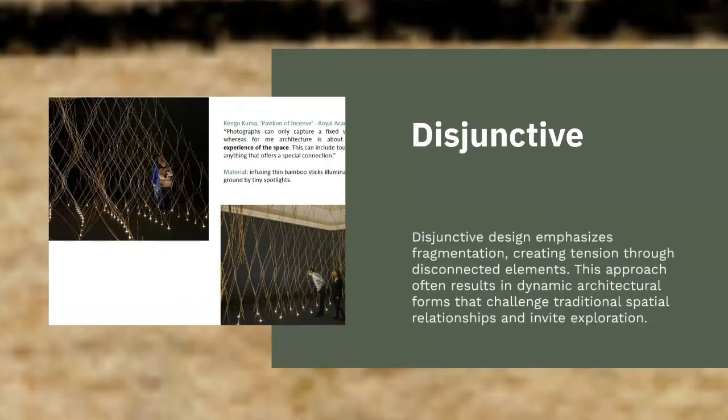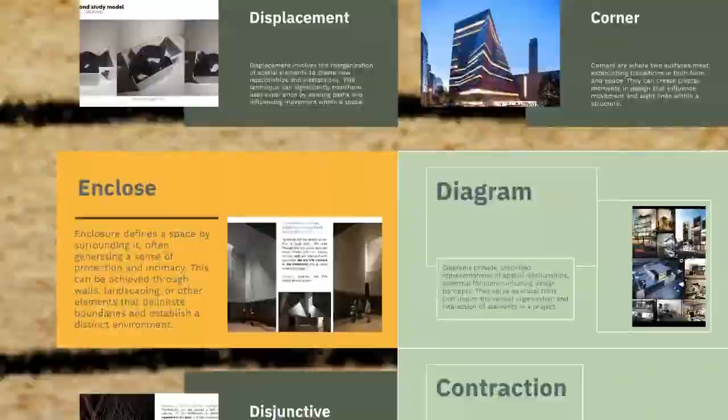Our next term in this section is disjunctive. Disjunctive design emphasizes fragmentation, creating tension through disconnected elements. This approach often results in dynamic architectural forms that challenge traditional spatial relationships and invite exploration.